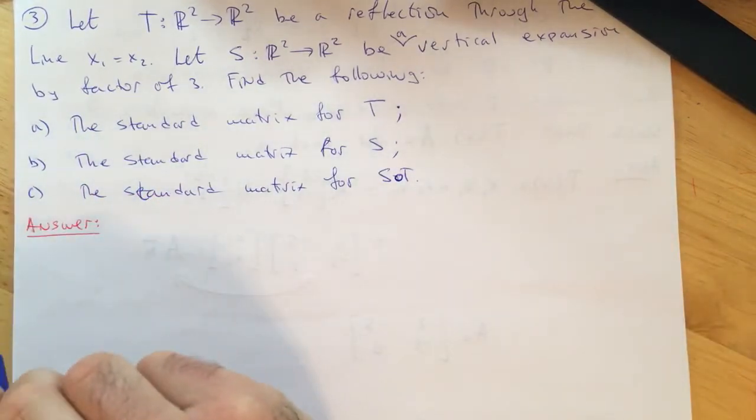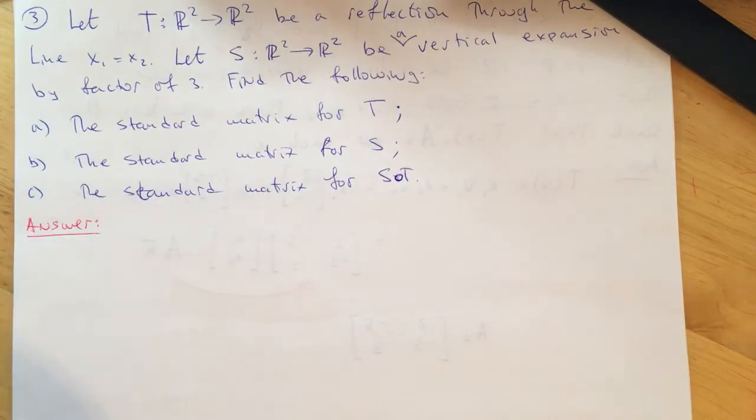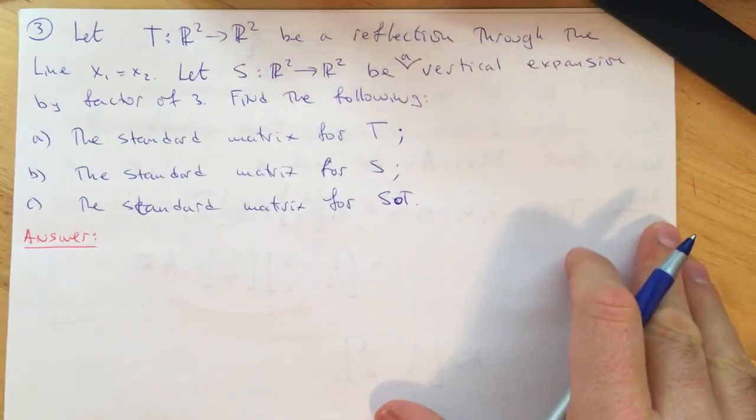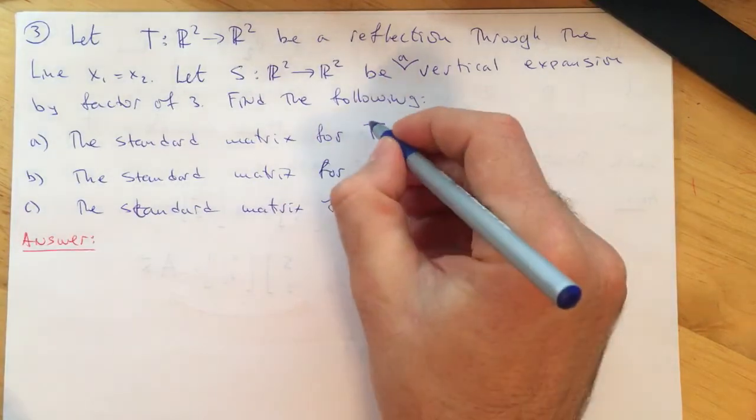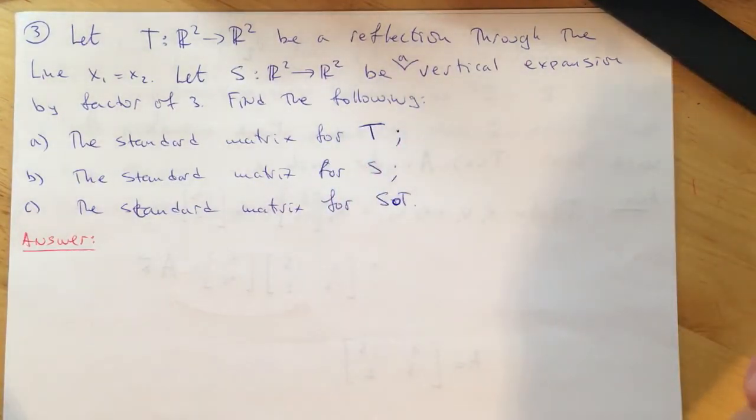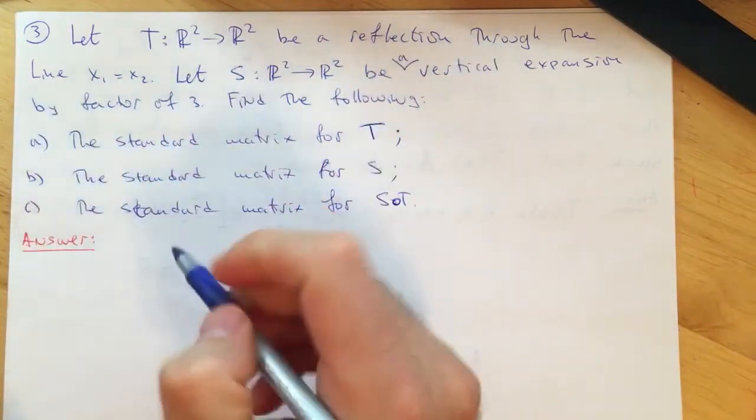So what did we say? The columns of the standard matrix of a given transformation consist of the images of the standard unit vectors under the given transformation. So when you approach this question, either you can remember the matrices that are given in the book, or you can just derive them based on what this particular transformation does to the standard unit vectors. So let's see what T does to the standard unit vectors.